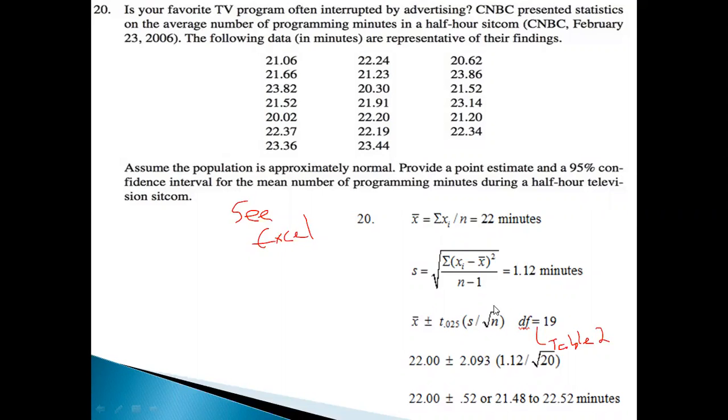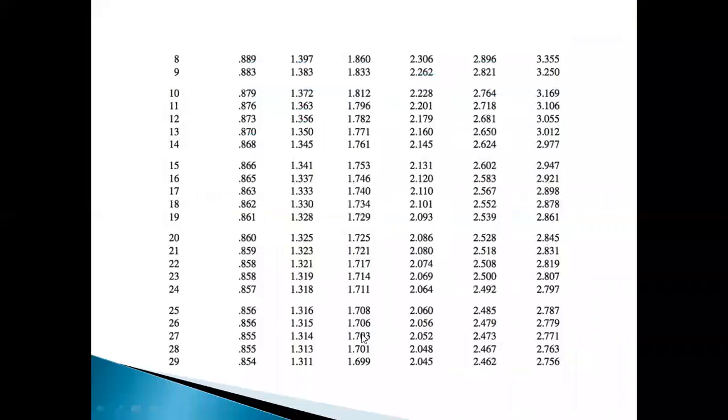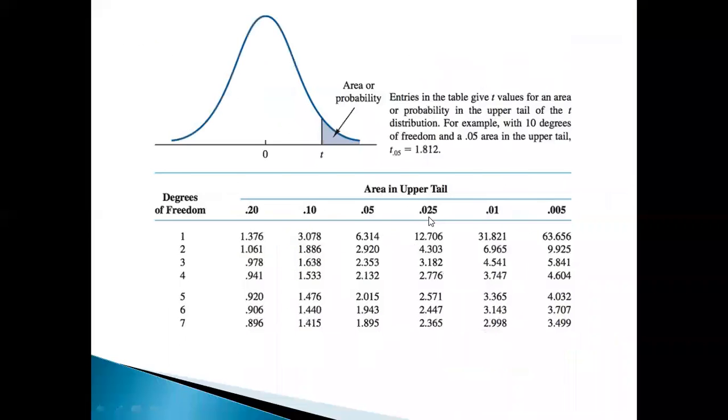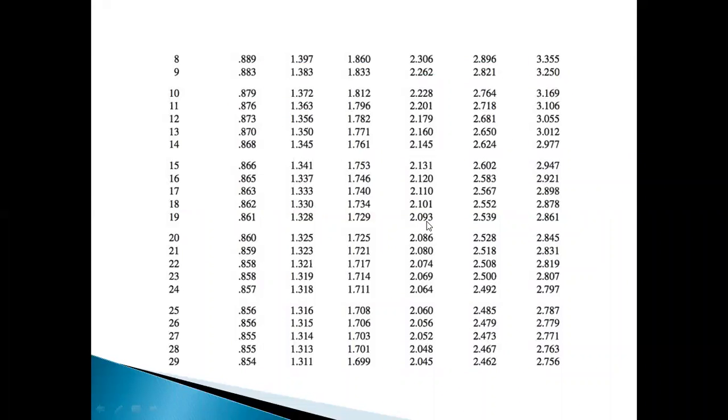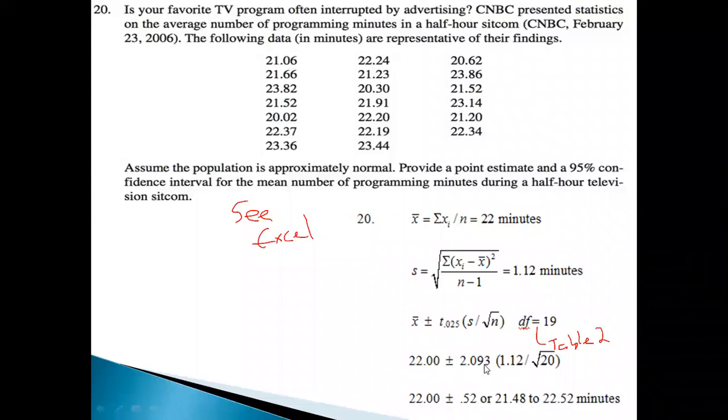Now we had 20 data points, so we have degrees of freedom of 19, which is n minus 1. So if we go up here, it's going to be this column here, so 2.093. And that's what we get here for our t of 0.025. We use our 22 for the mean, the 1.12 for our standard deviation, and then 20, and we end up with a value from 21.48 for the lower end up to 22.52 minutes for the upper end. So that's going to be our confidence interval. Okay.